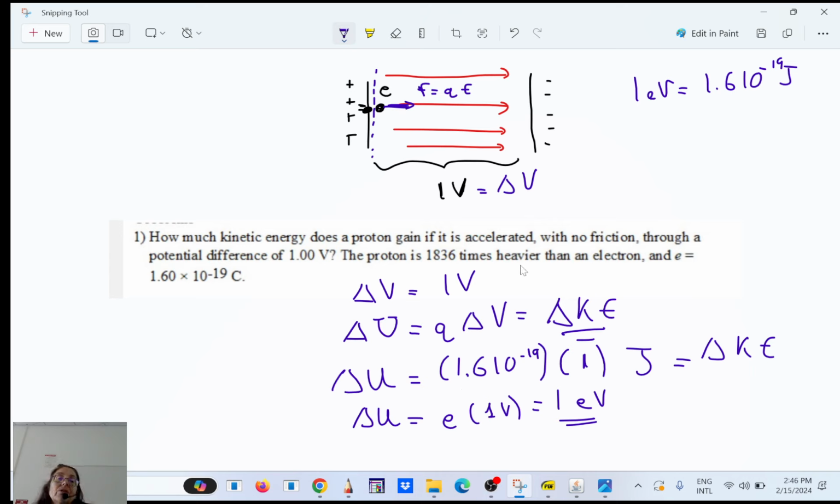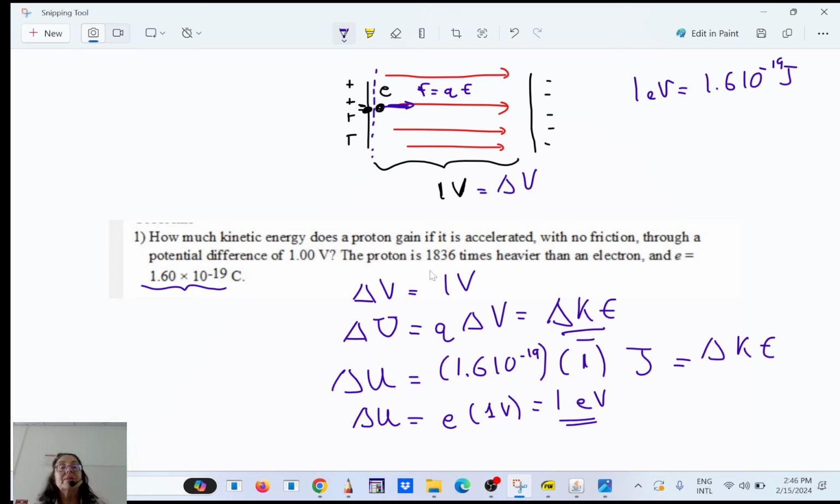Yeah, but here they talk about the mass. We don't care about the mass. The proton has the same charge as an electron. They try to trick you. By the way, this is a typical MCAT question to confuse students with TMI. You don't need that mass. It's just to confuse students. They love to do that.